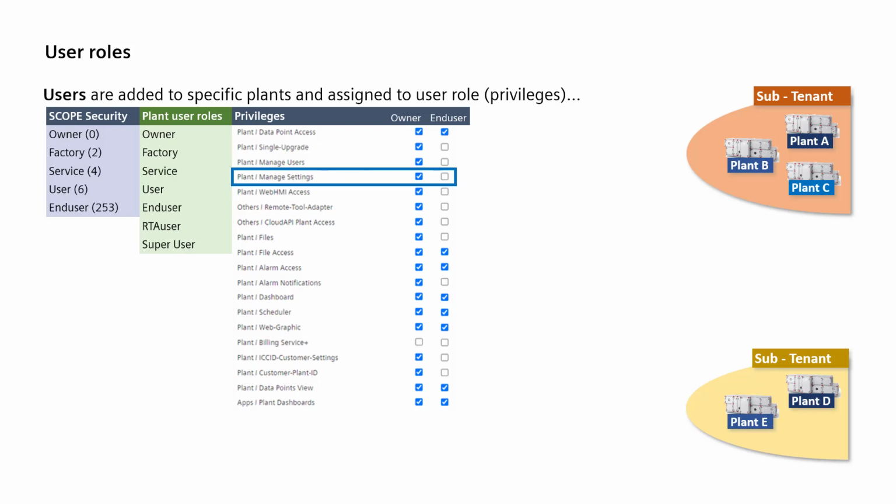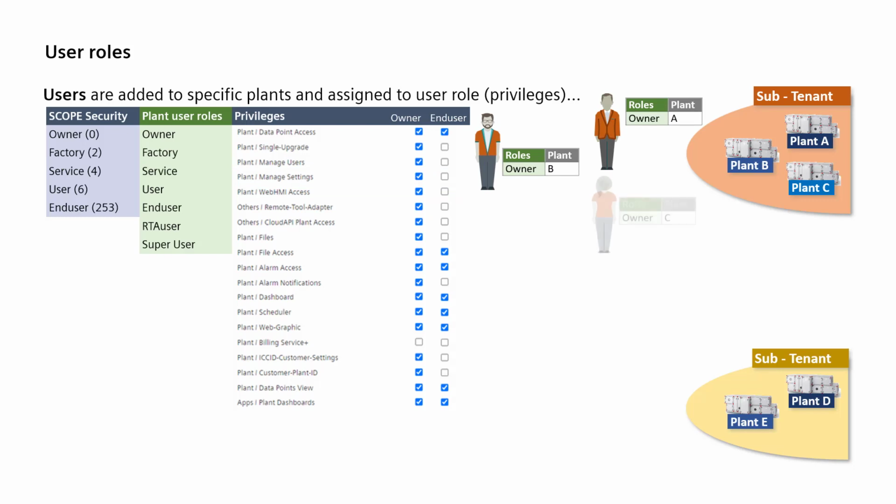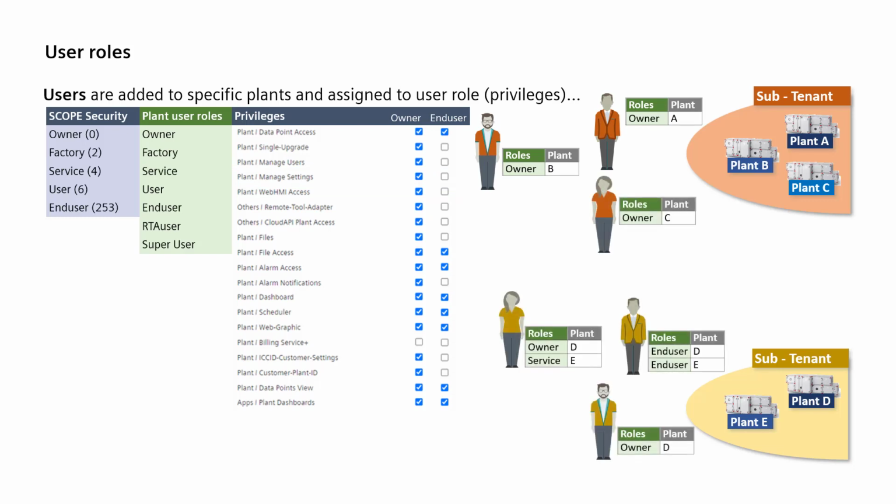For example, the owner role can manage users, such as add or delete them. In comparison, the end user doesn't have such rights. At least one user is assigned to each system. It is also possible for one user to have access to several plants. In our example, the service user has access to all 3 plants.